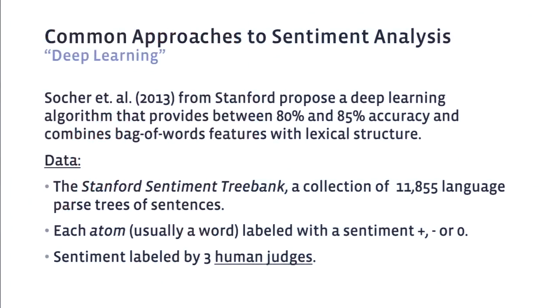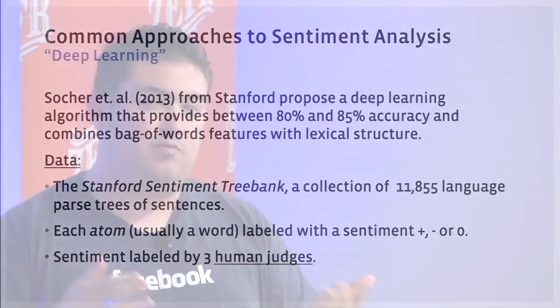It's hand-labeled by 3 human judges. So basically, these people took a bunch of sentences, and they diagrammed them out, and they had some list of features or some list of words that maps to a particular sentiment, positive or negative. Each atom, which is a word in this case, atoms could be other things as well, but we're going to say they're words in this research, and they're labeled with a positive sentiment, negative, or no sentiment at all.